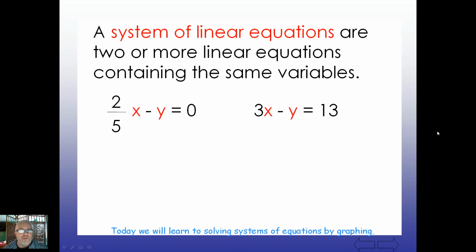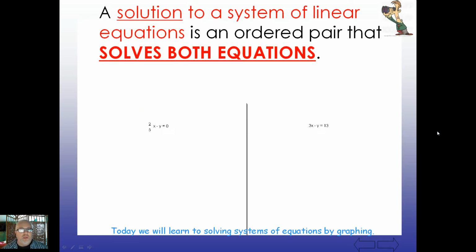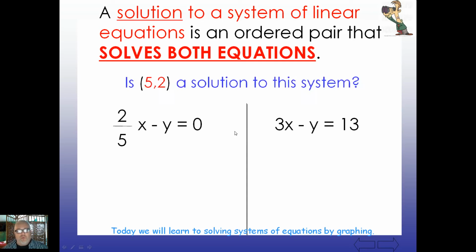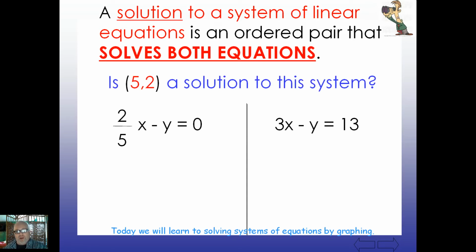A system of linear equations is two or more linear equations containing the same variables like x and y. So here you've got 2/5 x minus y equals 0, and on the right you've got 3x minus y equals 13. A solution to a system of linear equations is an ordered pair that solves both equations. So here's what we do. We're going to consider an ordered pair such as (5, 2), and we're going to ask, is this a solution to the system?